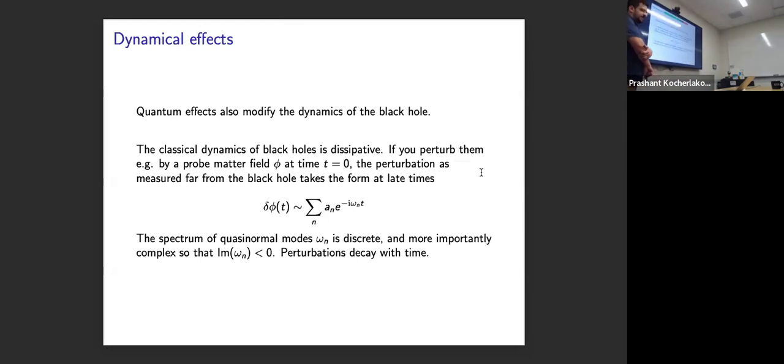So the classical dynamics of black holes are dissipative. If you perturb them, for example, by some probe matter field at a certain time, the perturbation as measured from an outside observer will, in principle, oscillate and at late times will take this form where this coefficient depends on the way you perturb it. But the spectrum of these frequencies, omega n, which are called the quasi-normal modes of a black hole, are complex and they have a negative imaginary part. So the fluctuations oscillate and decay in time.